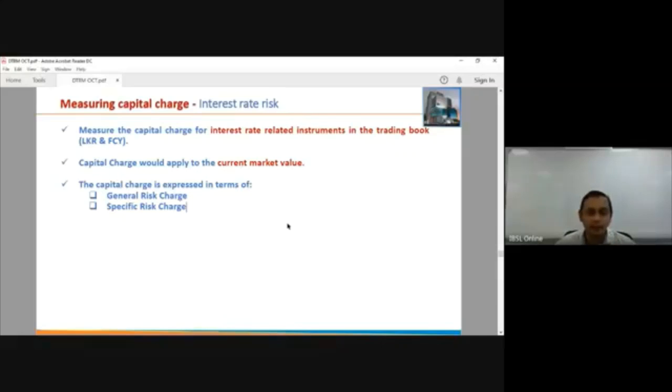Then there are 2 kinds of capital charge for these instruments, and that is at the current market value. If you work in a treasury, you know that all your trading portfolio is marked to market on a daily basis. So the capital charge is also computed based on your current market value, and there are 2 different types of charges. One is called the general risk charge.